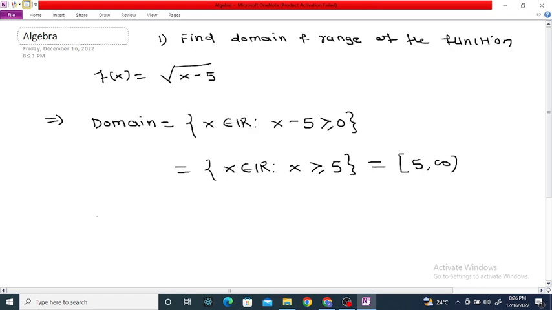Okay, and what is the range? We know that for the square root function the range is 0 to infinity here. So what is the range? Range is equal to 0 to infinity.